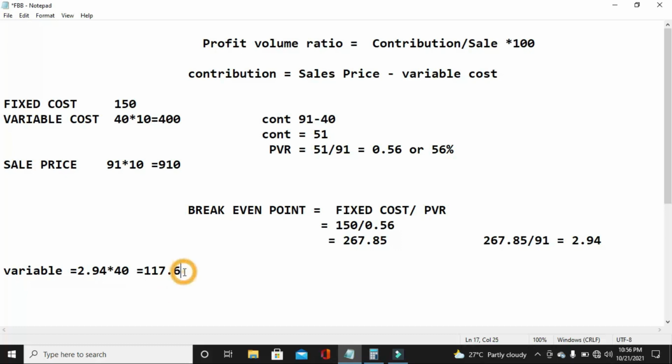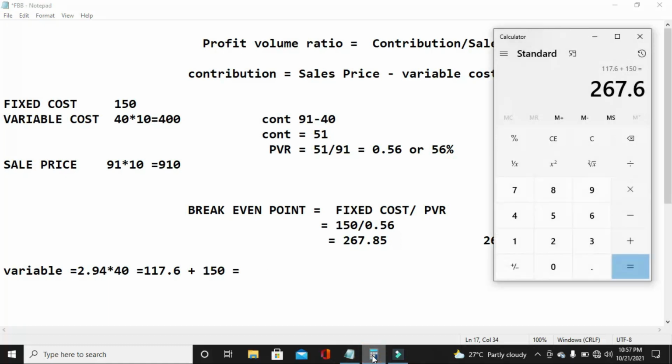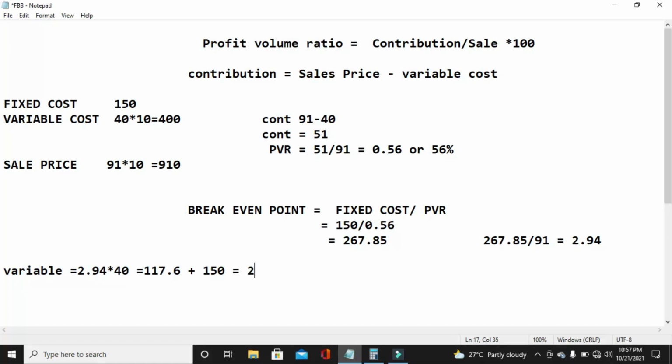So let's add this cost. Let's add our fixed cost to our variable cost. So the total will be 267.6. It is almost the same as the revenue we earned here. Our total cost is almost equal to our total revenue.